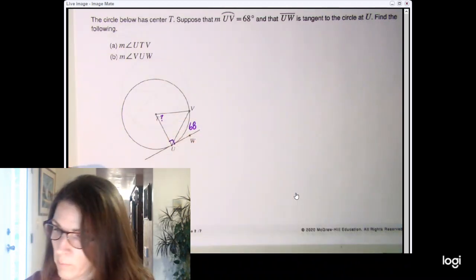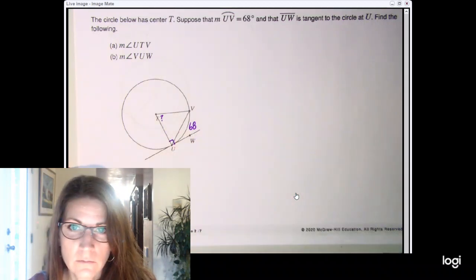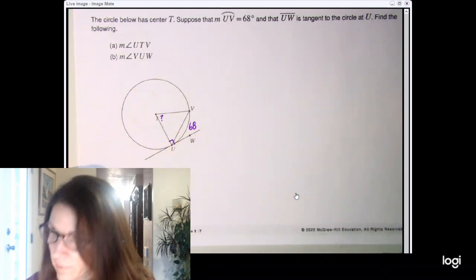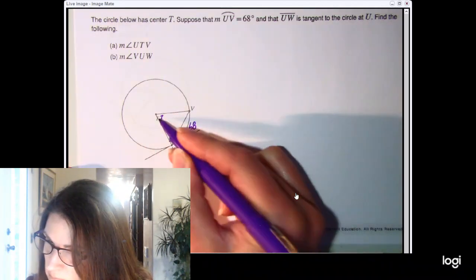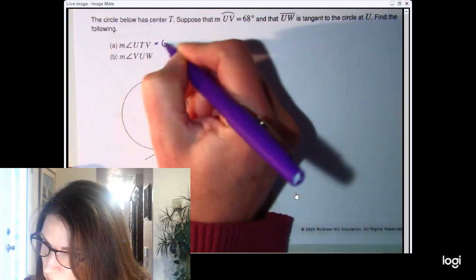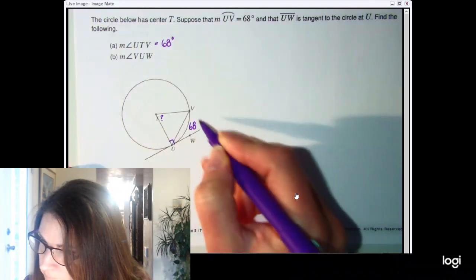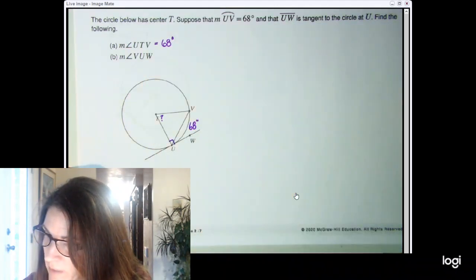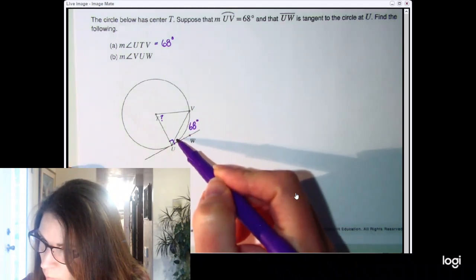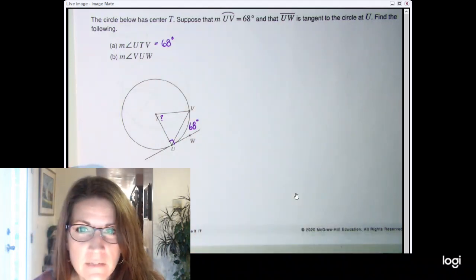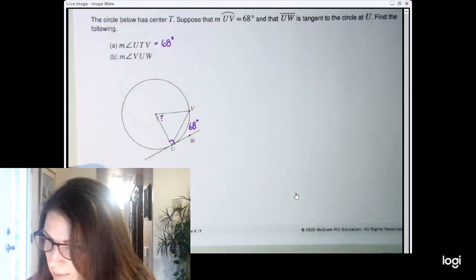And how do we remember central angles and their arcs are related in measure? They are the same. So if this arc is 68, then this angle is also 68 degrees. VUW. That would be this little guy right here. Yes? Now it doesn't look like it, and that's the trick here.